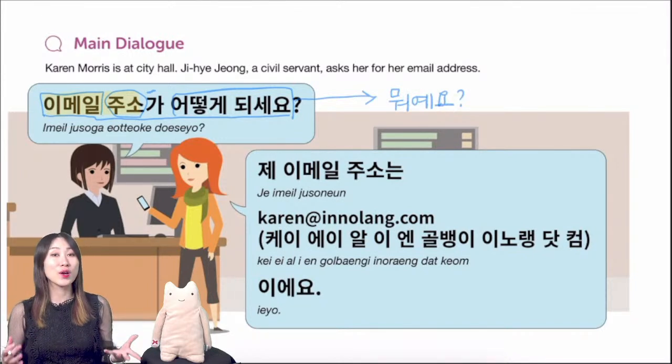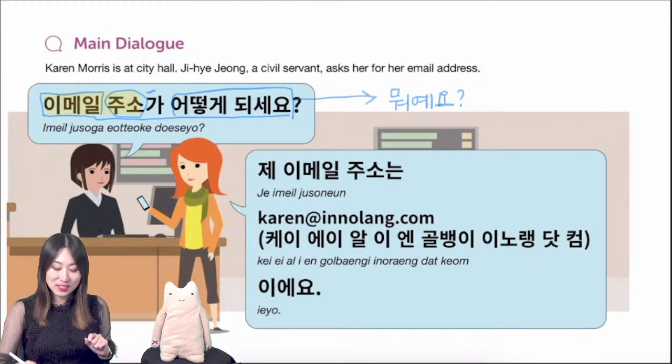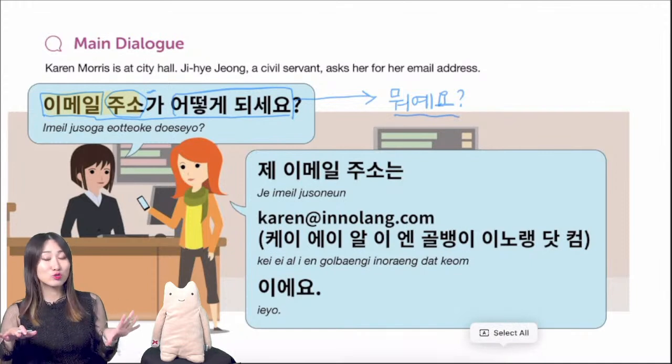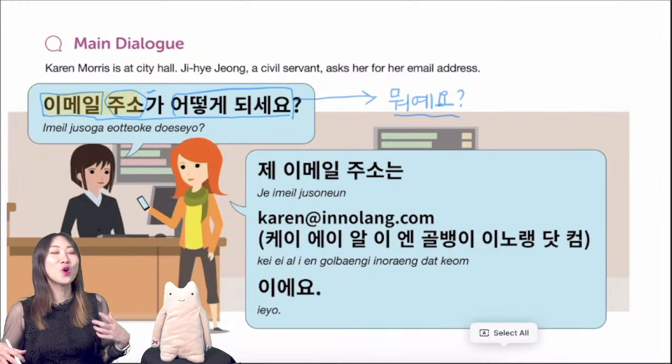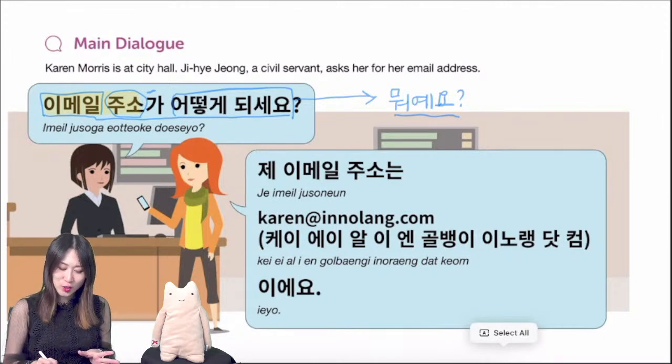So 어떻게 되세요 and 뭐예요 is the same. What's the difference? The difference is 뭐예요 is neutral, but 어떻게 되세요 is more polite. Yes. So can you see this situation?